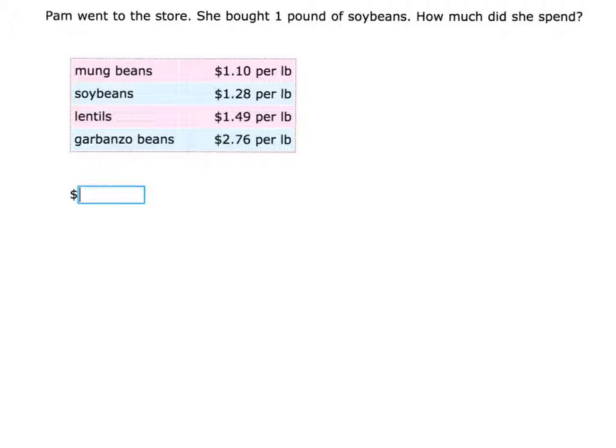Very straightforward. And as often happens, we're given some information and then a lot of stuff we don't really need. We don't need to know anything about the other types of beans. And boy, this is easy, right? If she bought 1 pound and it costs $1.28 per pound, then she spent $1.28. Now, they're not always going to be that simple, but that's a good way to start for us right there.